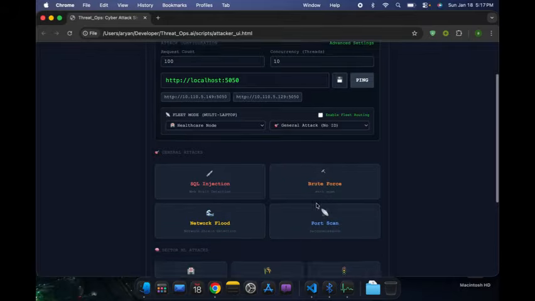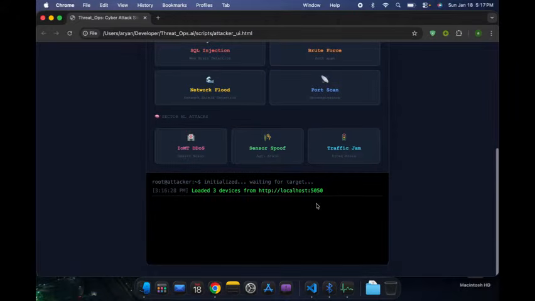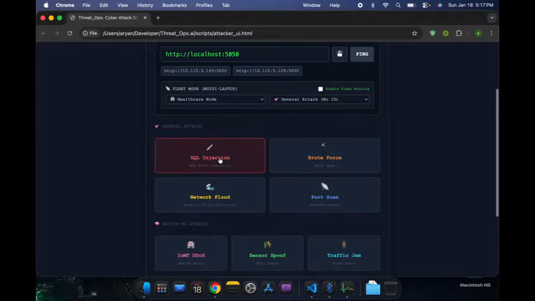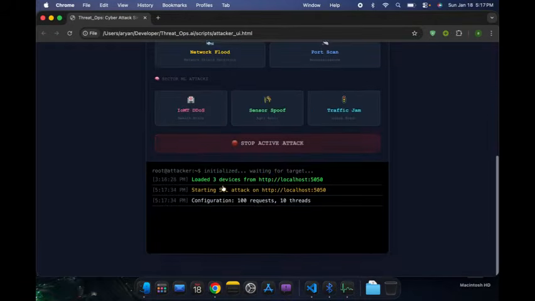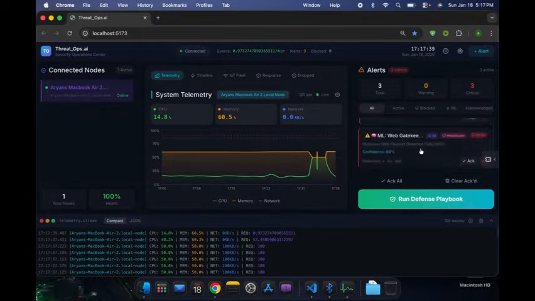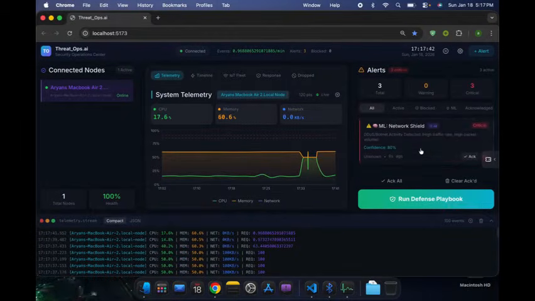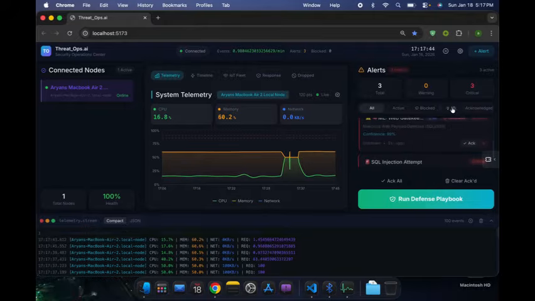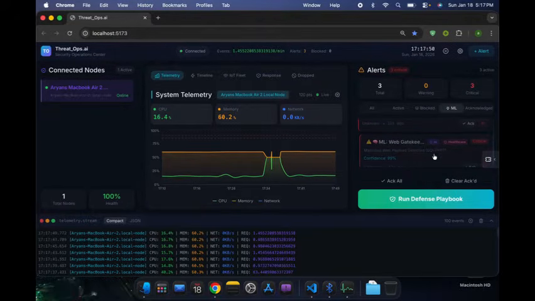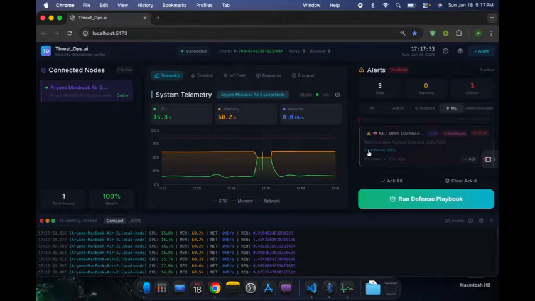So let's go and do a demo attack, right? So let's do a SQL injection with 100 request count and 10 concurrency threads, right? So let's see, the attack has started, right? So here we can see that the attack is being shown, right? So what we can see is our ML engine has guessed, right, that it is a malicious SQL script that has been run with a confidence of 99%, right?